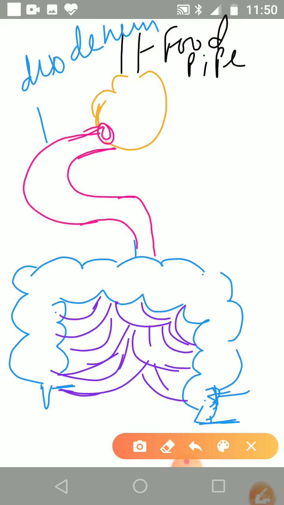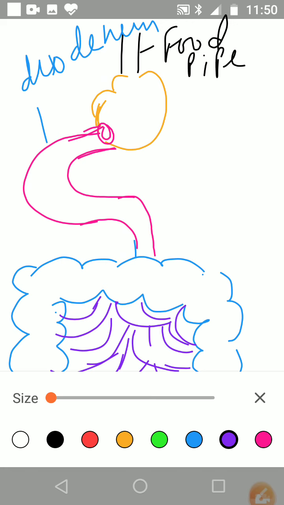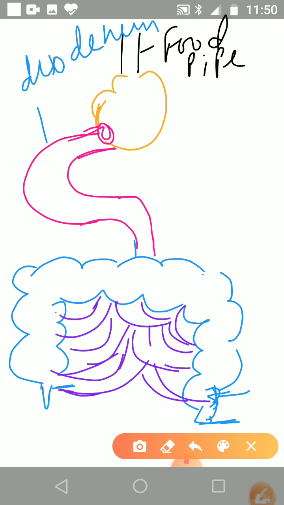Okay, now what happens when food reaches the small intestine? When food comes into the stomach, it is solid. Churning of food takes place, and because of certain juices released by the gastric glands of the stomach, they break down the food into simple, small particles. Then this food comes into the duodenum part.